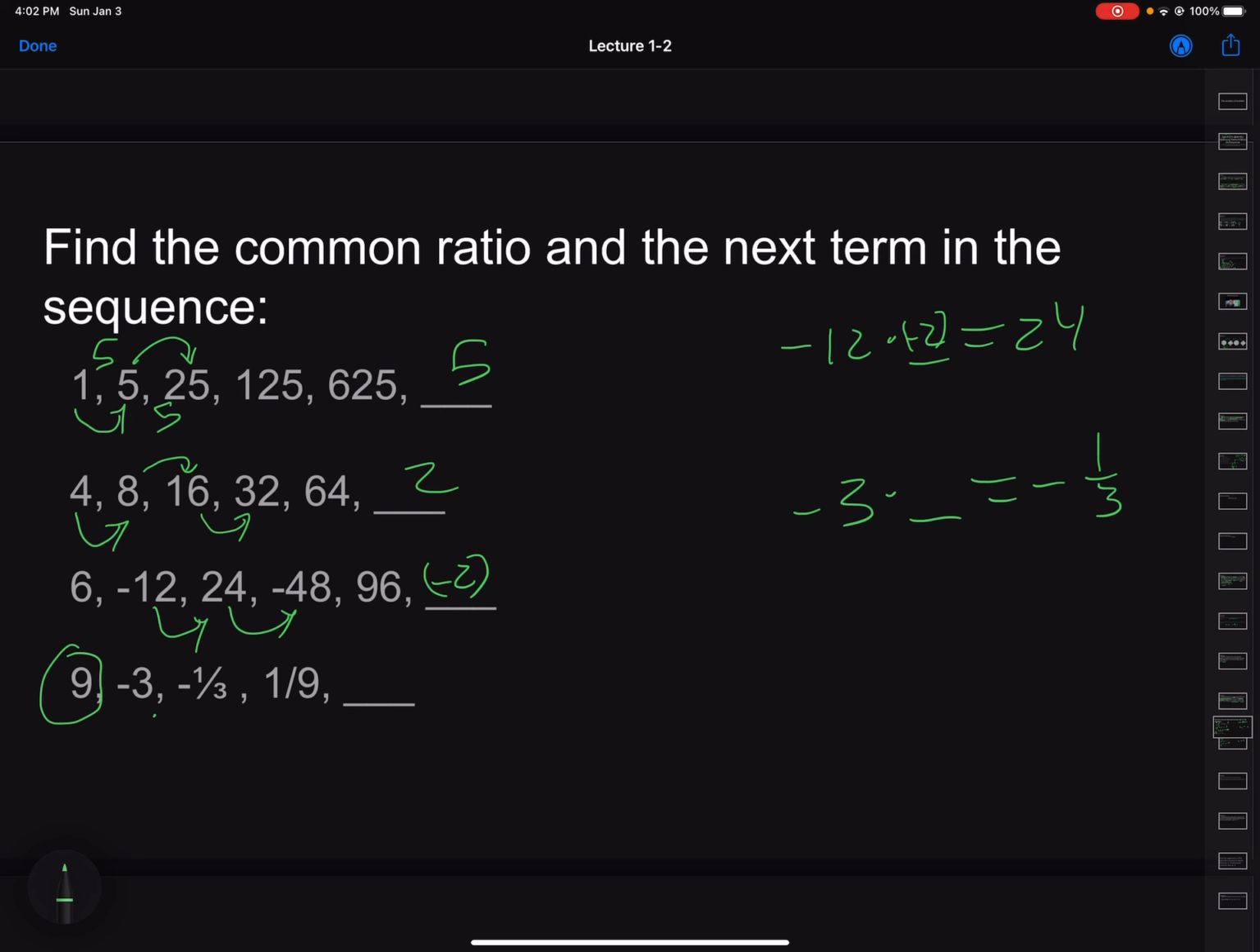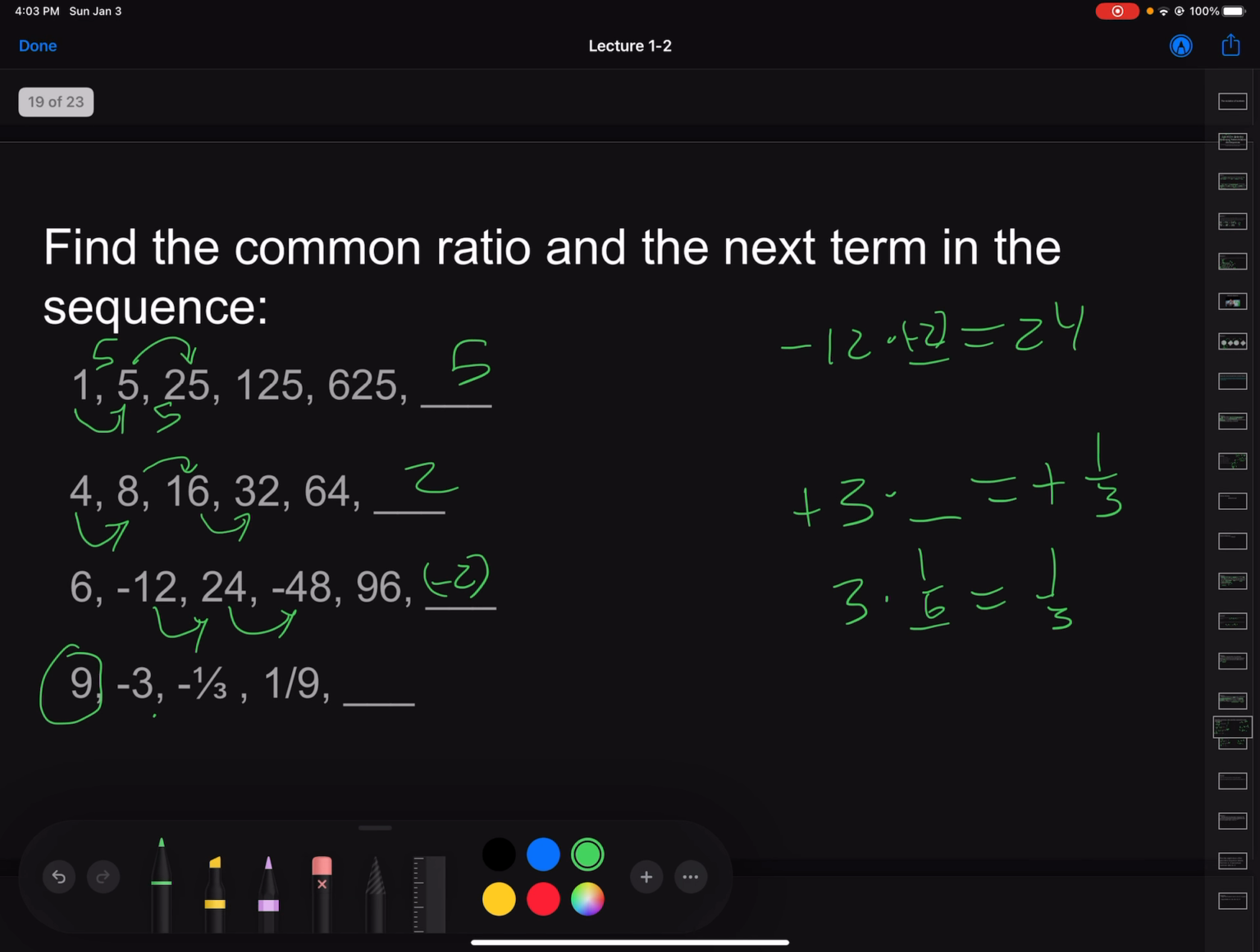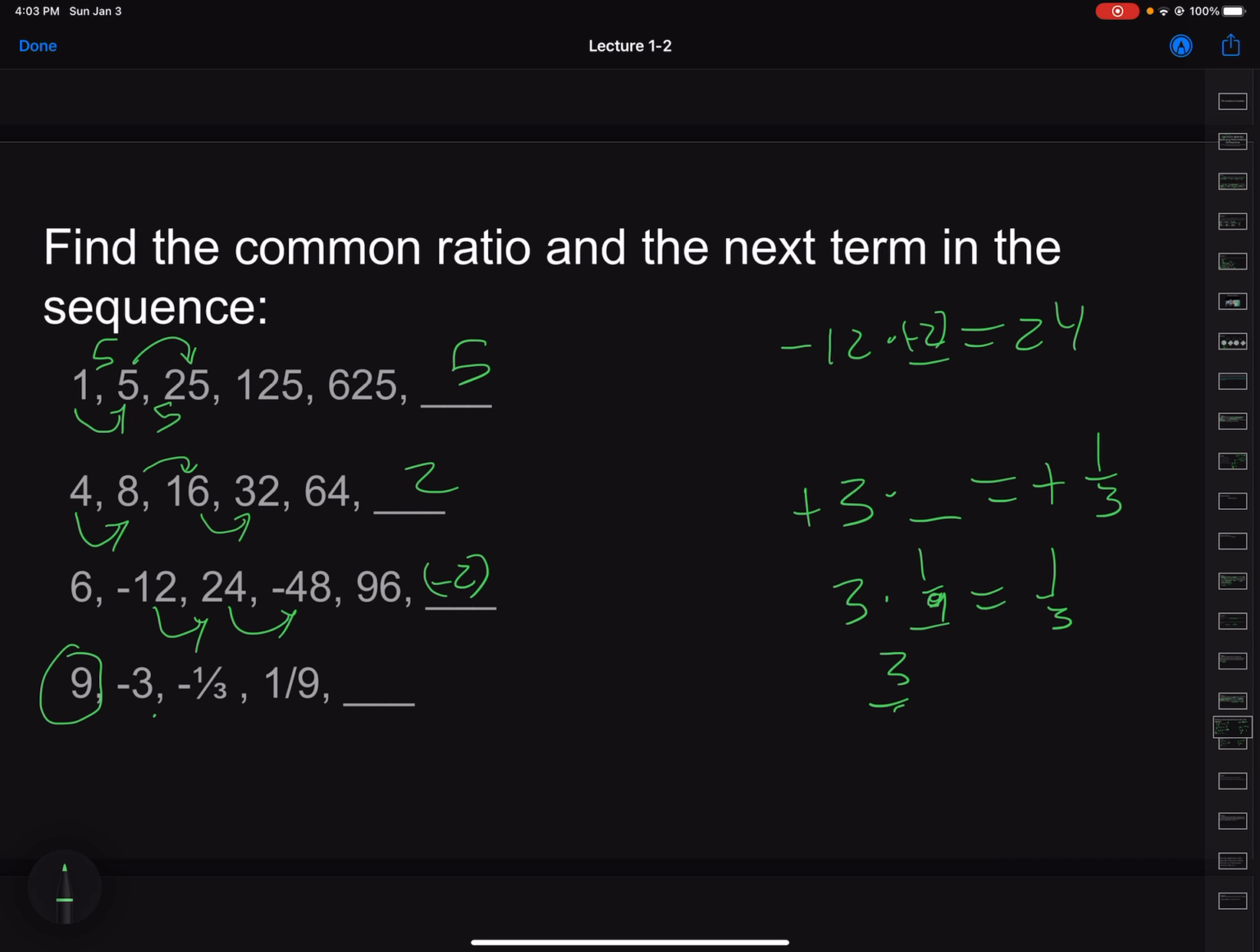We know it's not going to be a negative number. We can cancel these out, put a plus sign. So we say 3 times what equals 1/3? In fact, it is 3 times 1/6, or we're dividing by 6. That's wrong. 3 times 1/9. 1/9. Because we end up with 3/9 equals 1/3, which is absolutely true.